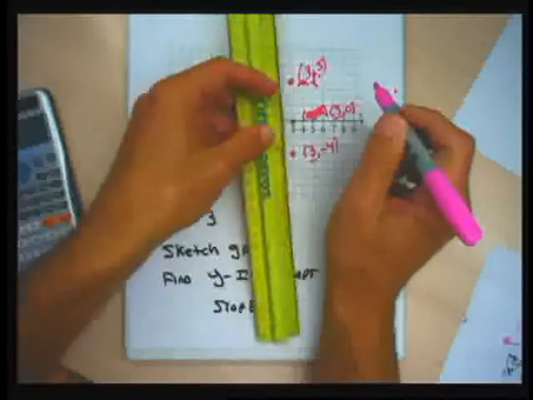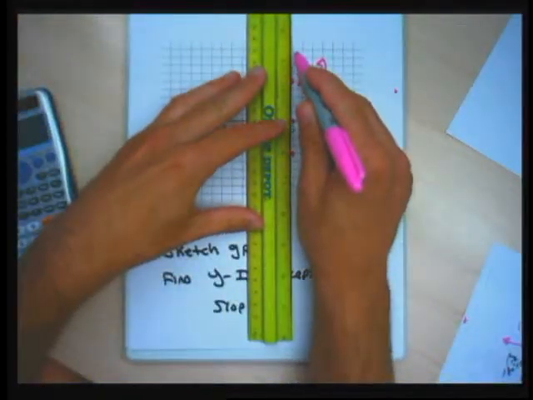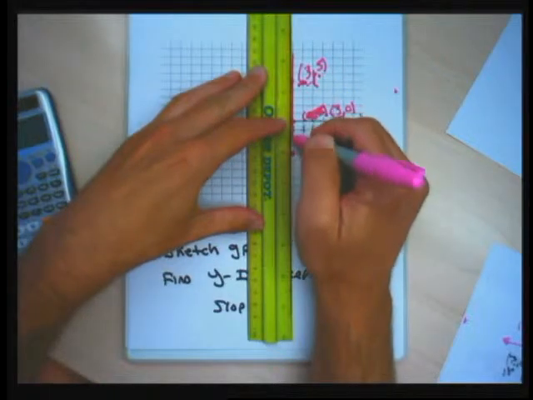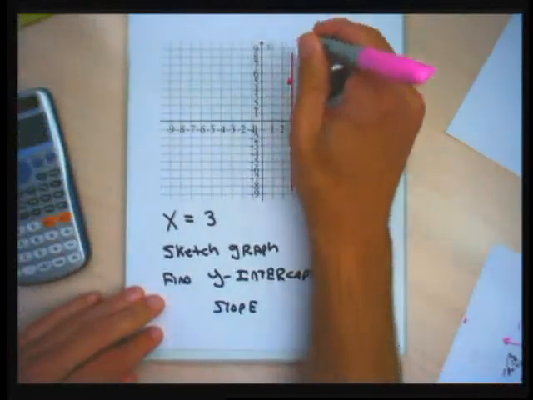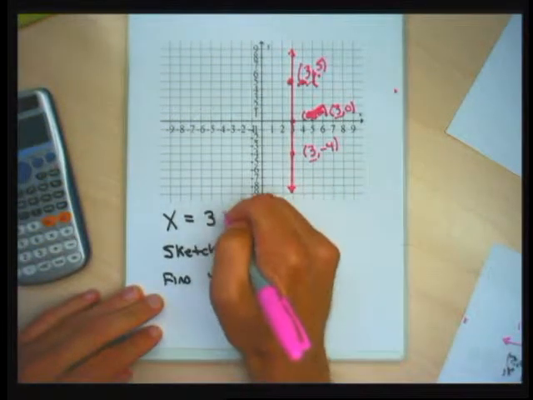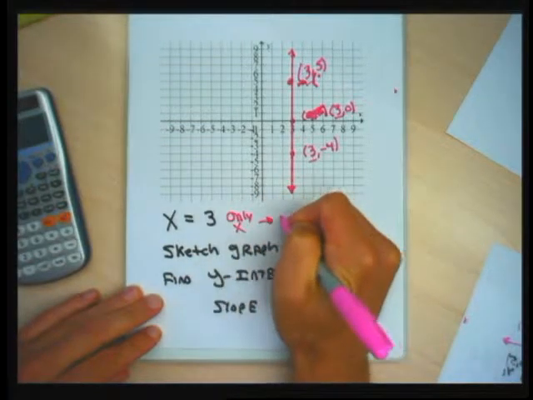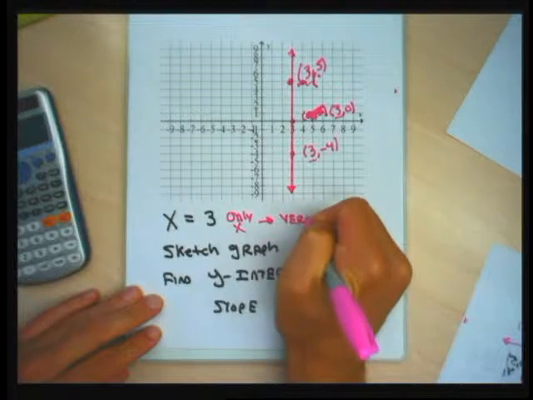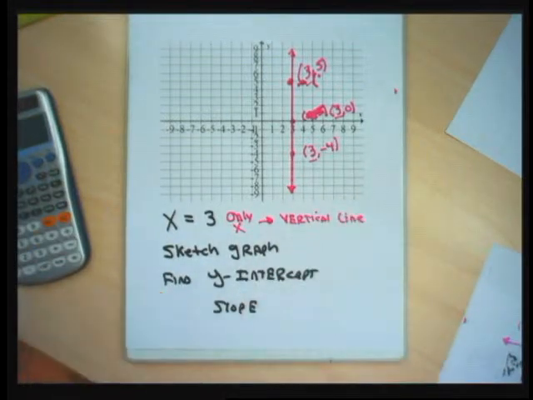I've drawn 3 points. I can draw 300 points, or I could draw 2 points. It's not going to matter. They're all going to line up on the same vertical line. When you only have an x in your equation, the graph turns out to be a vertical line as opposed to a horizontal line. So only x, I'm going to get a vertical line. So I have the graph part done.